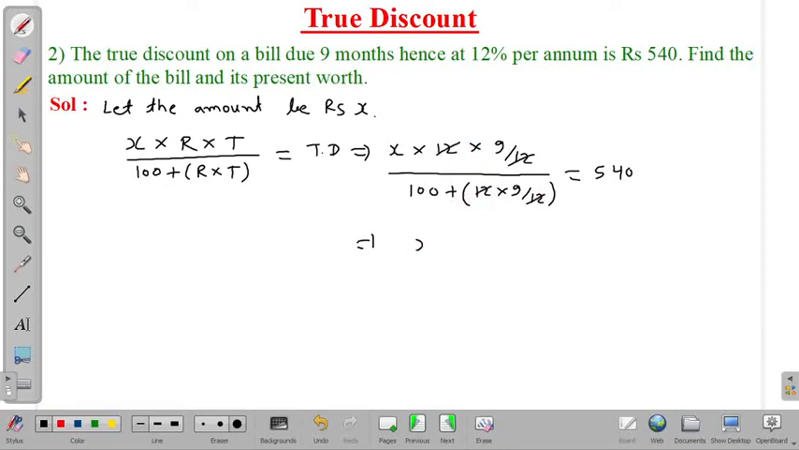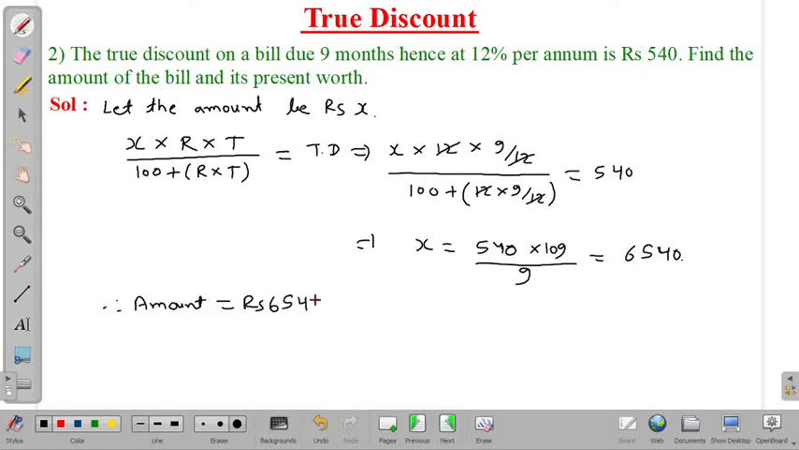So we will get x equal to 540 into 109 divided by 9. Okay, and this will be equal to 6540. So this x is what? Amount. Therefore now we have amount as rupees 6540.